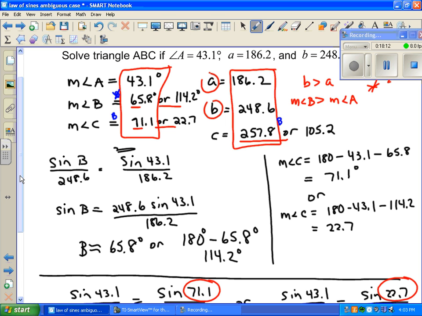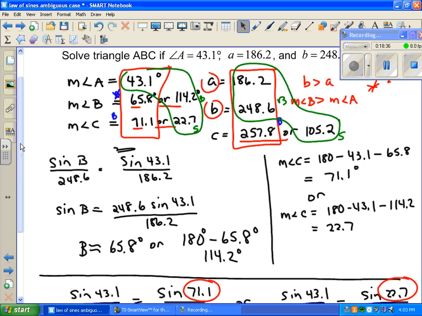Perfect. Now, in the second case scenario, our smallest angle is 22.7 and our smallest side is 105.2. The biggest one is definitely the 114.2 and the 248.6 is the biggest.